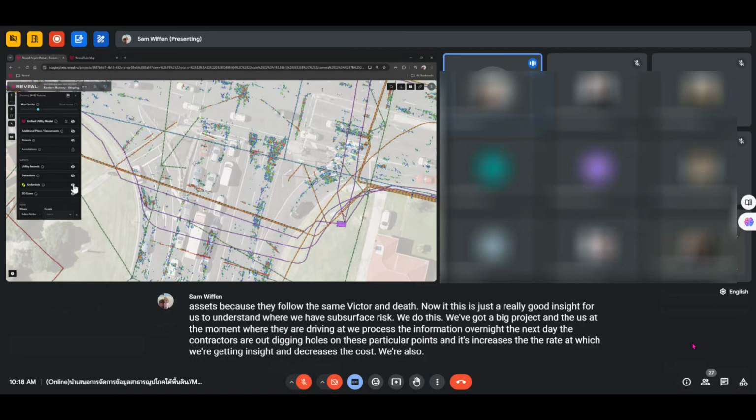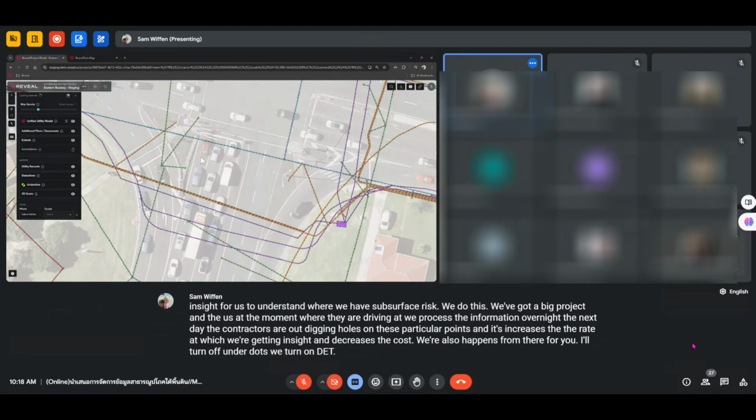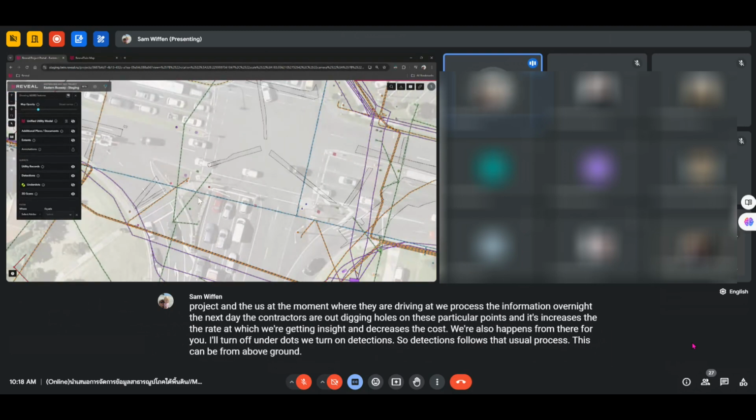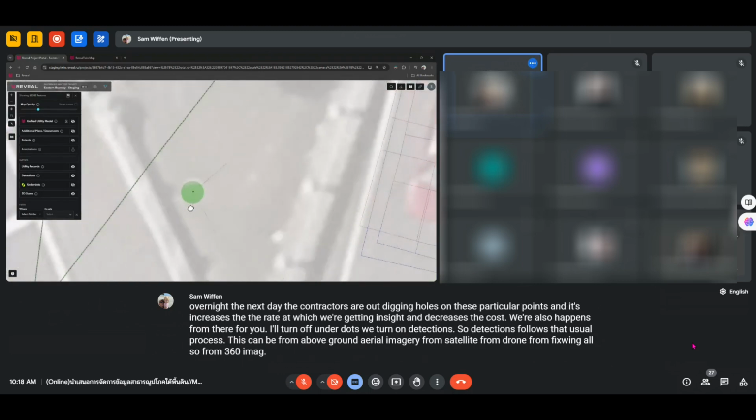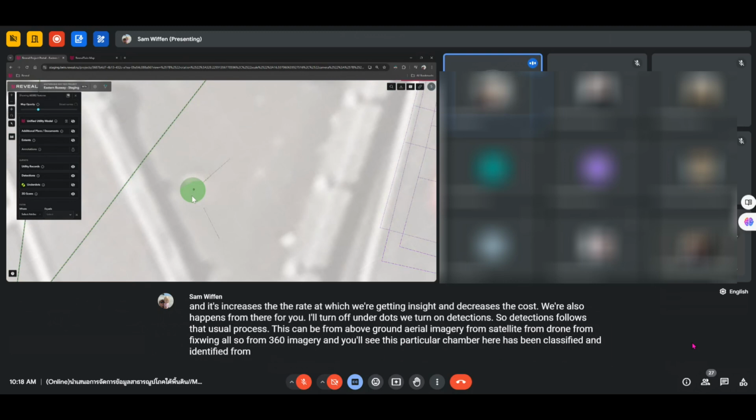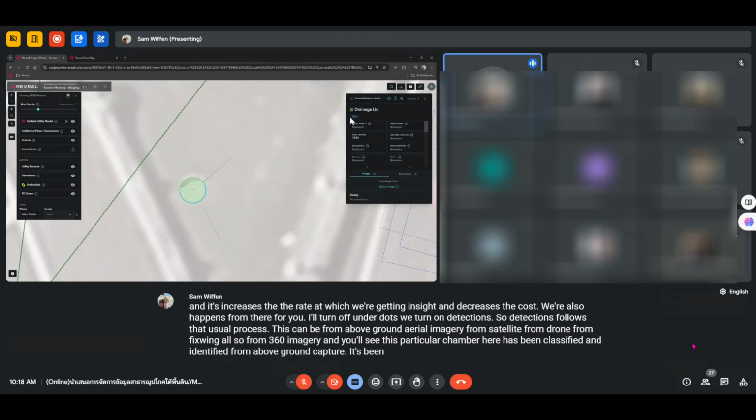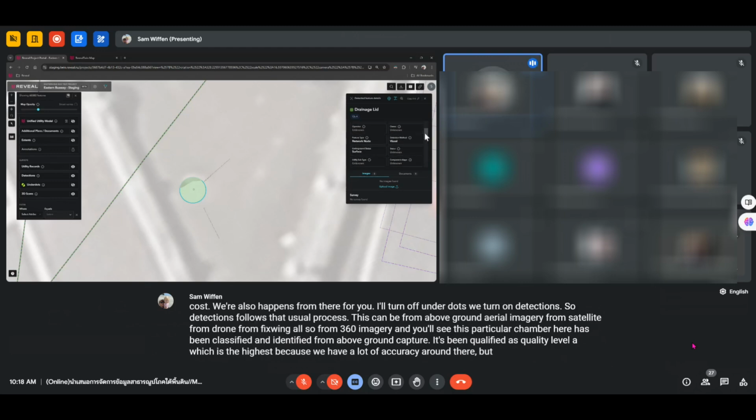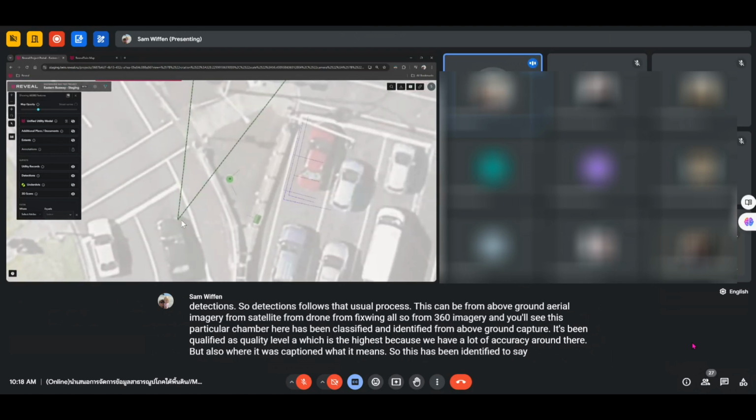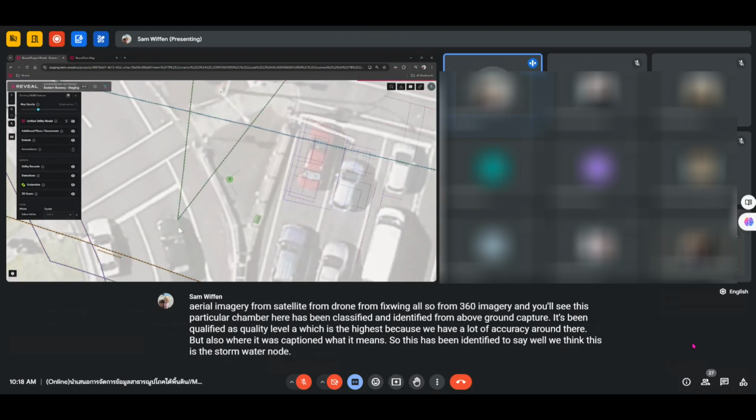What also happens from there, I'll turn off Underdots, we turn on detections. So detections follows that usual process. This can be from above ground, aerial imagery, from satellite, from drone, from fixed wing, also from 360 imagery. And you'll see this particular chamber here has been classified and identified from above ground capture. It's been qualified as quality level A, which is the highest because we have a lot of accuracy around that, but also where it was captured and what it means. So this has been identified to say, well, we think this is the stormwater node. It is not actually where the existing records say that it is.